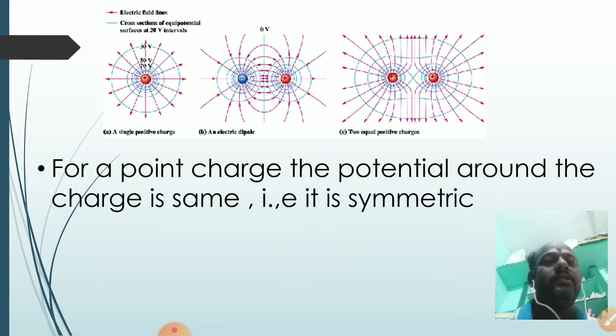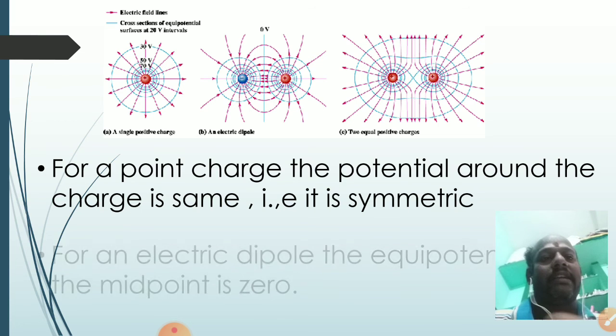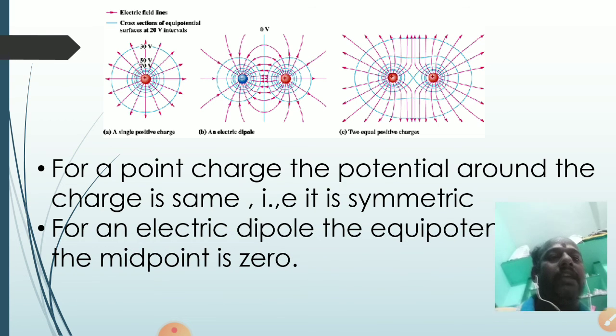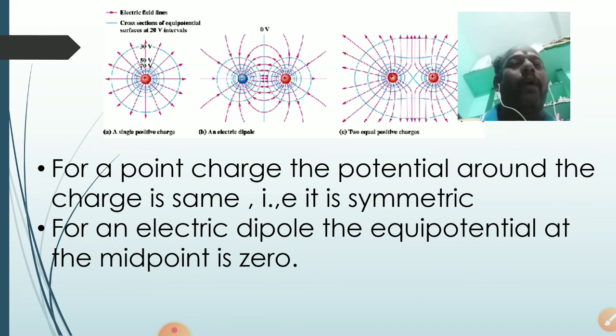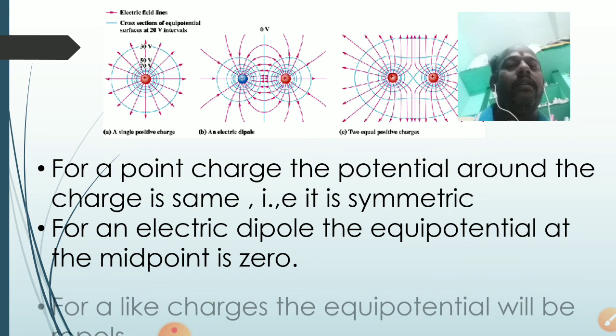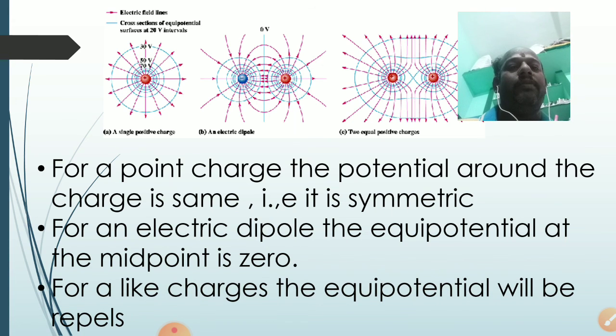For a point charge, the potential around the charge is the same, that is, it is symmetric. For an electric dipole, the equipotential at the midpoint is 0, and for like charges, the equipotential surfaces will be repulsive.